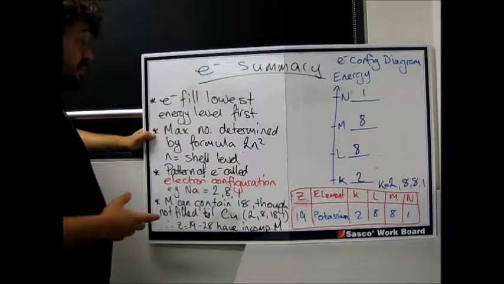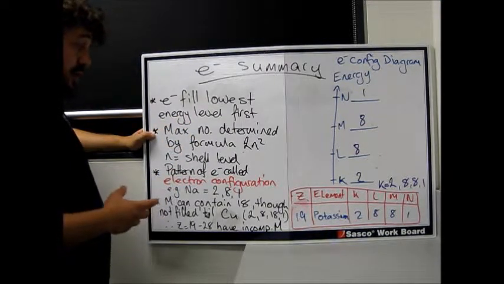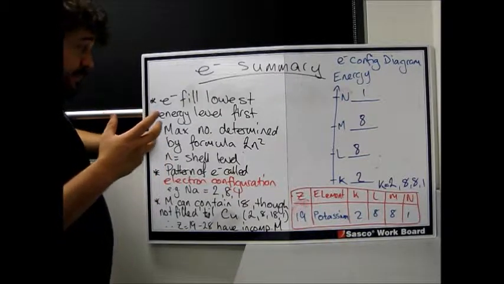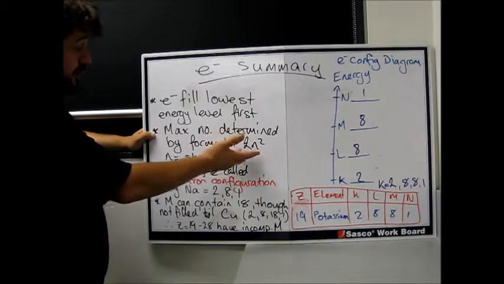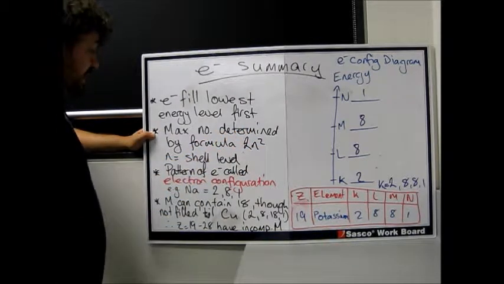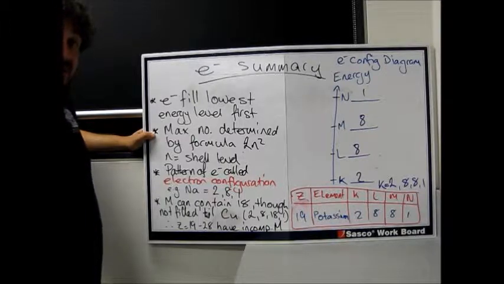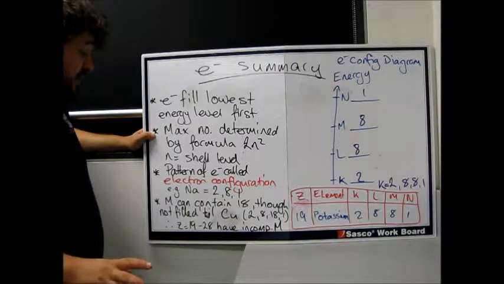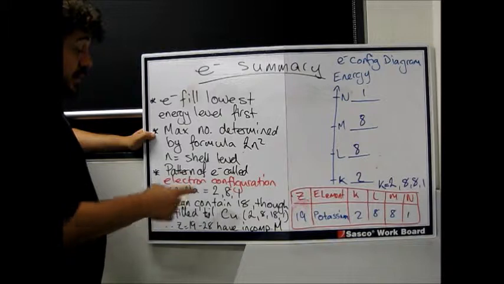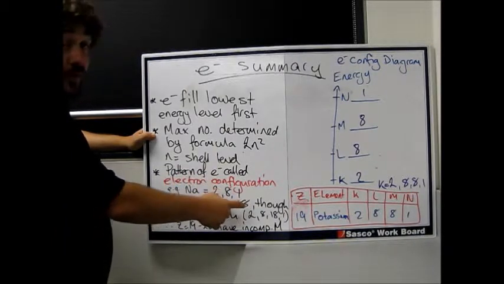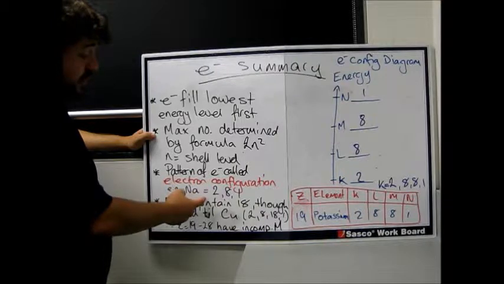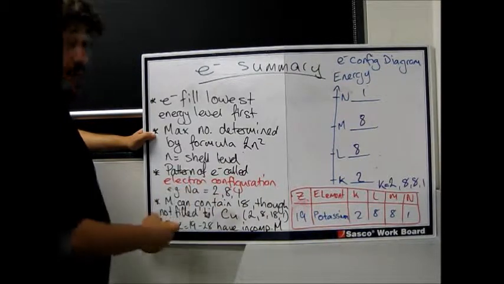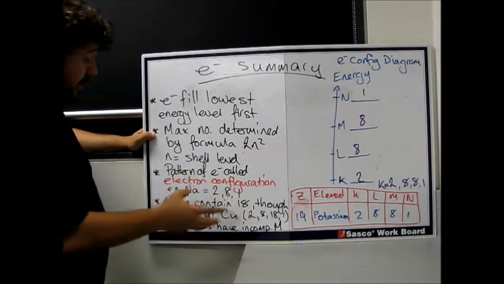So the maximum number in each level is determined by the formula 2n squared, we've talked about that, where n equals the shell level. The pattern of electrons though is called the electron configuration. Now, we write each shell in order with a comma between. Okay, so sodium, that's Na, its electron configuration is 2, 8, 1. 2, 8, 1, that's pretty cool, straightforward.